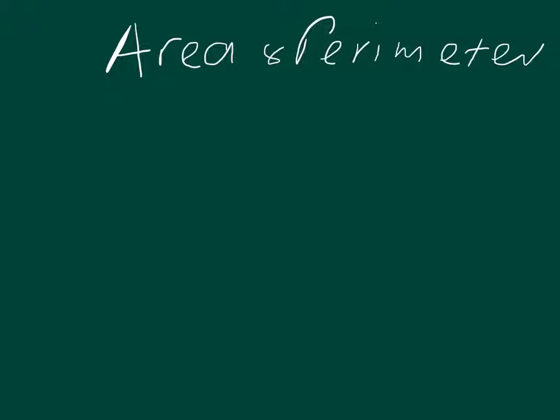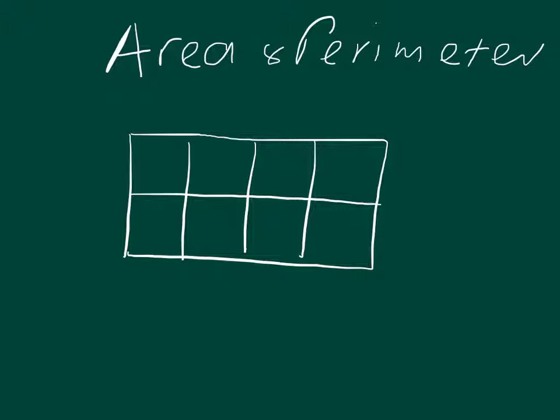This is a short video about area and perimeter. So area is the amount of space that a shape covers, and perimeter is the distance around the shape.